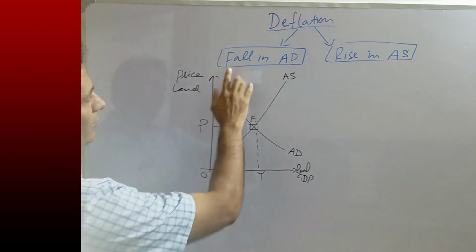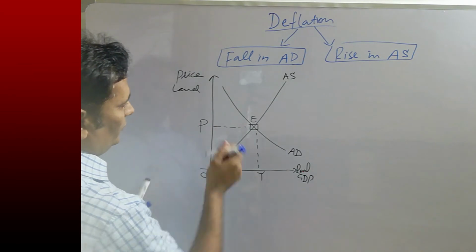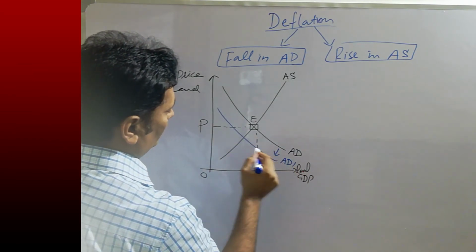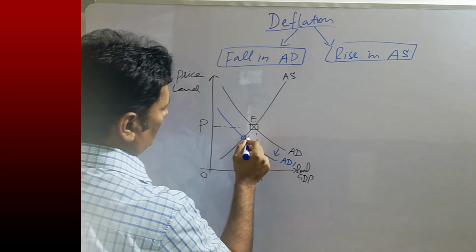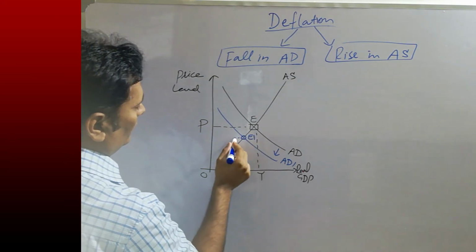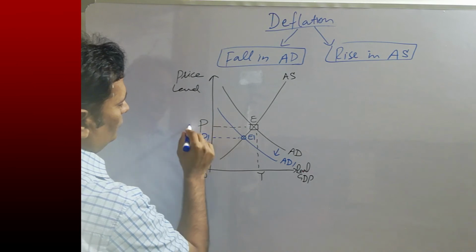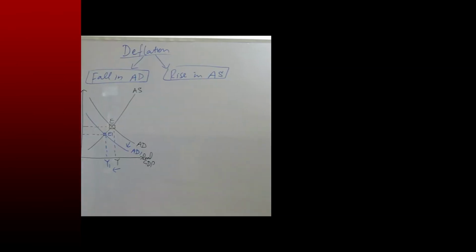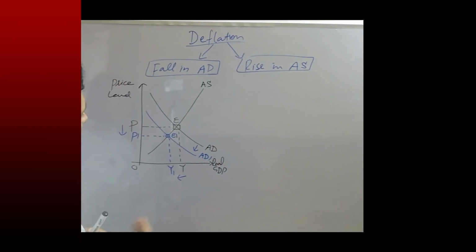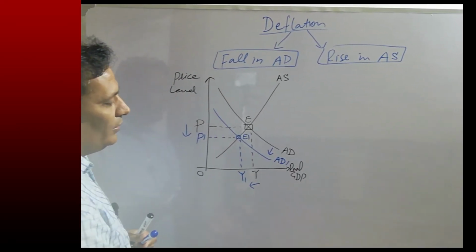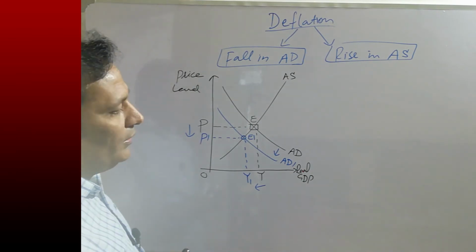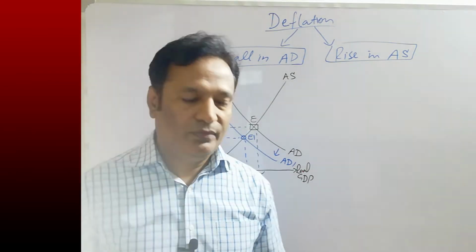So whenever there is fall in aggregate demand, it shifts the aggregate demand curve to the left. The new demand curve will be AD1, and as a result equilibrium shifts to E1, where price level falls to P1 and real GDP falls to Y1. In this situation real GDP is falling, which means economic growth will fall, and general price level is falling, which means it is causing deflation.